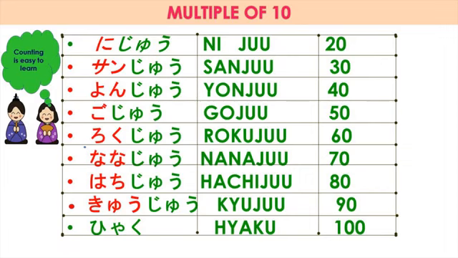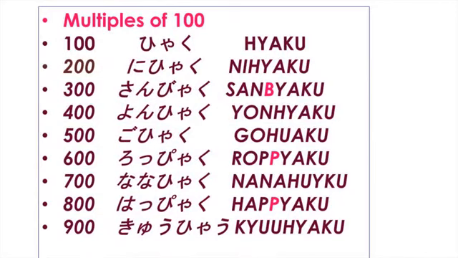Now we will try to speak multiples of 100. Hyaku, Ni Hyaku, San Hyaku, Yon Hyaku, Go Hyaku, Roku Hyaku, Nana Hyaku, Hachi Hyaku, Q Hyaku. See carefully, I have written some digits in pink color because these are exceptions. So try to speak the exceptions after me once again. Sambyaku for 300, Roppyaku for 600, Happyaku for 800.